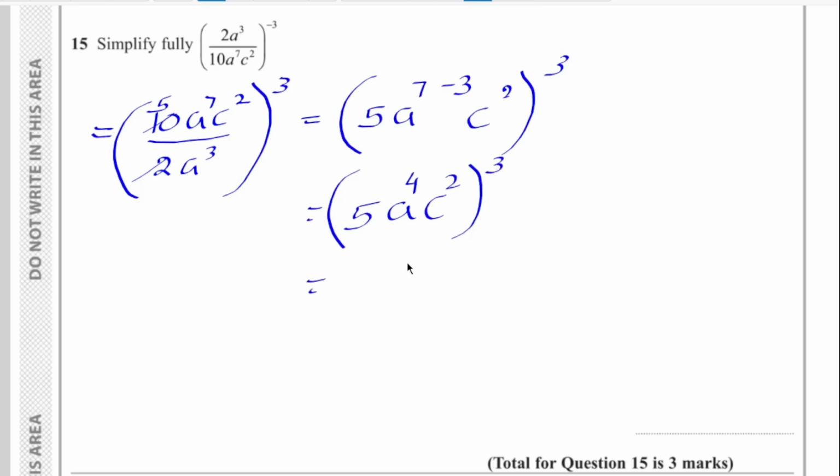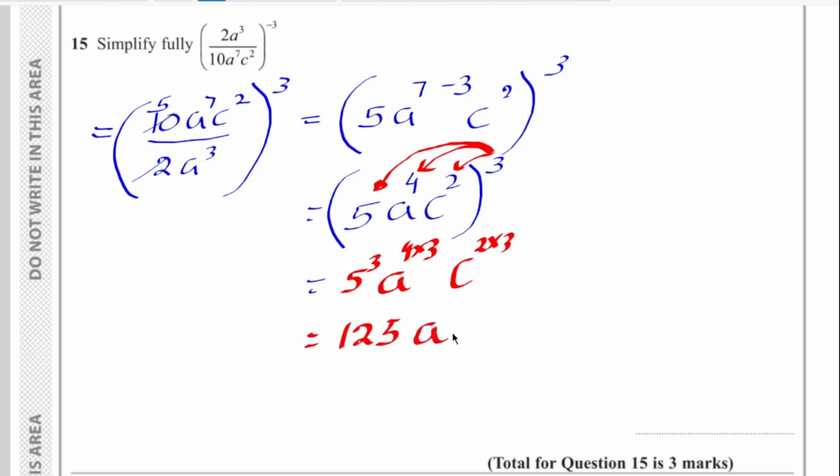Now we are done simplifying inside the brackets. Now we need to apply this power to each and every term inside the bracket, to this one, to this one. Remember, when applying the power to this 5, the power 3 is applied to the 5. Then it becomes 5 to the power of 3, a to the 4 times 3, c to the 2 times 3. Then 5 to the power of 3 becomes 125. A to the power of 12, c to the power of 6.